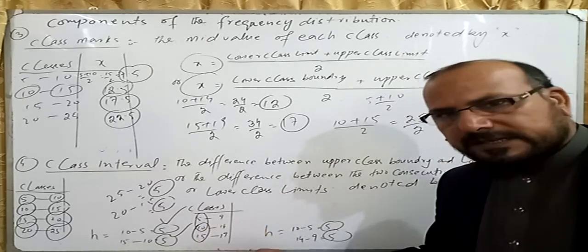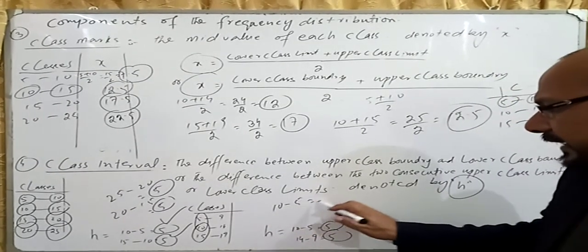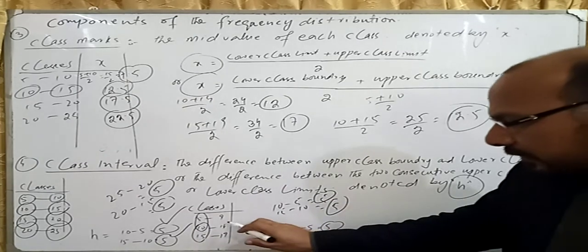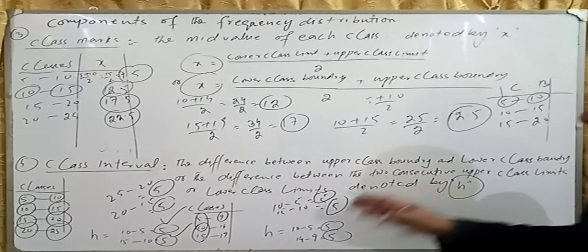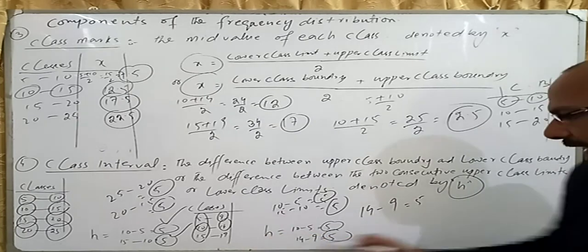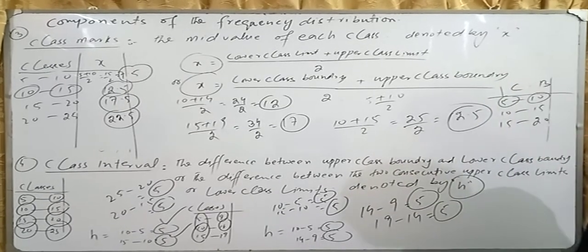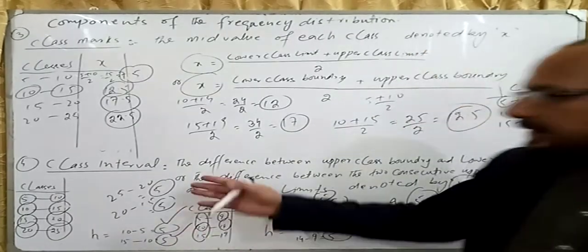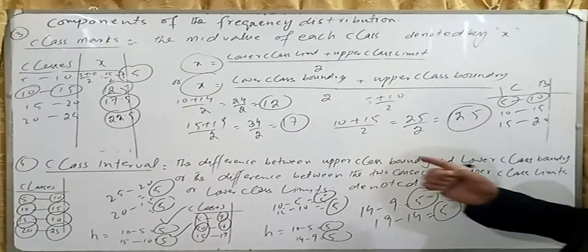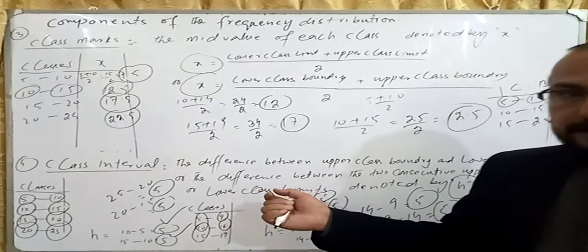These are the discontinuous form of the classes, that's why they are called class limits. So the difference between these two, 10 minus 5, is again 5. Or 15 minus 10, again 5. Or the difference between two consecutive upper class limits, 14 minus 9, 5, and 19 minus 14, 5. So you will get the same interval again and again. When you are finding the class intervals, whether the classes are in continuous or discontinuous form, you can use these techniques to find the class interval in each case.